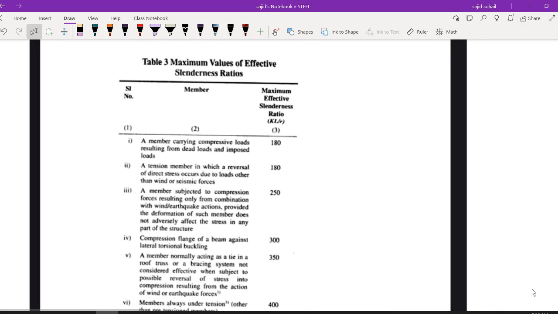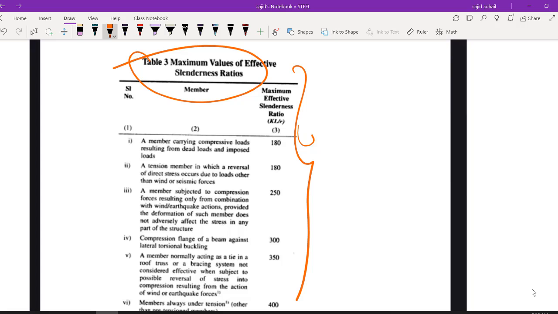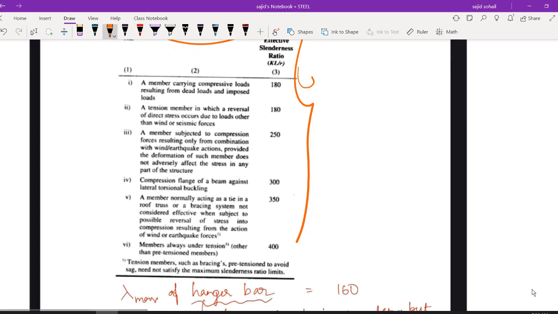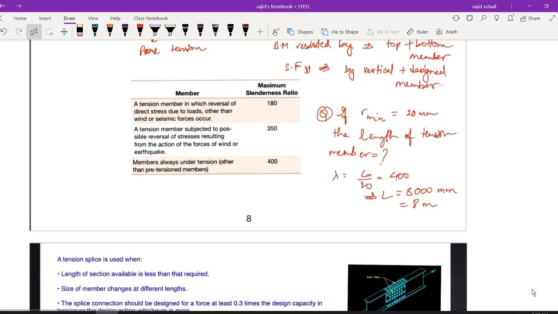So this is a table which is given in your IS code book, IS 800. Table 3, maximum values for effective slenderness ratios. All these values could be asked. Any one of these will surely be asked in your GATE, ESE and state PSC examinations in one way or another. So you have to remember all these values. It is quite simple, no need to worry, and it is very much logical also.